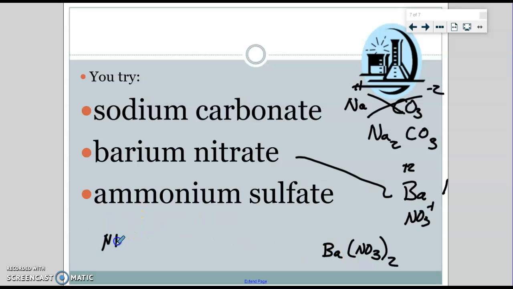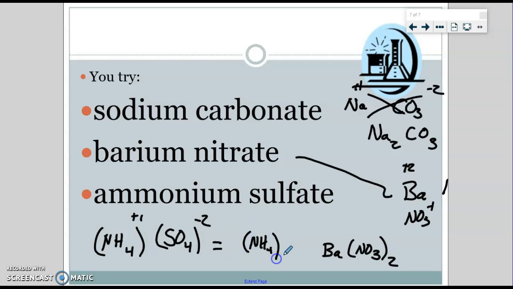Ammonium is NH4. This has a +1 charge. Sulfate, so this is 2 polyatomic ions bound together. So the sulfate ion is SO4, and it has a -2 charge, so we're going to need 2 ammoniums to balance out 1 sulfate. So the formula for this thing would be (NH4)2SO4.